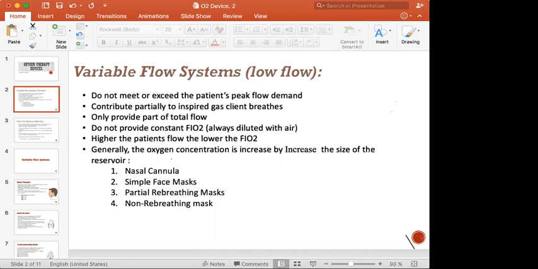So a low flow system only provides part of the total flow. So the patient will get more than what we set on the flow meter. For example, if we put the flow meter on 3 liters with a nasal cannula, the patient is getting more because the patient's inspiratory flow is higher, and it's diluted with air. So the total flow will come from the oxygen device and from the room air. That's why we say it's diluted with air.